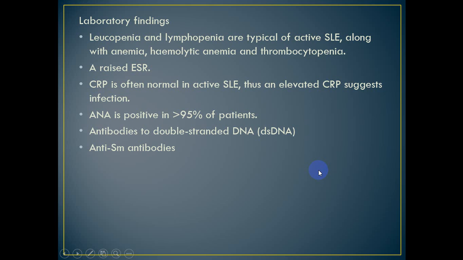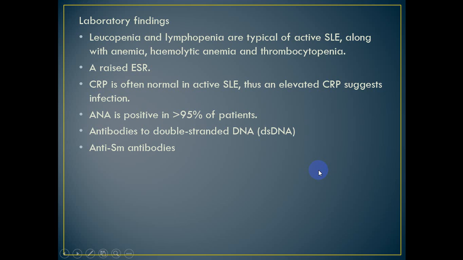Finally, autoimmune screening or antibody profile. The majority of patients, more than 95%, will have anti-nuclear antibody positive, which is the most sensitive antibody, but is not so specific for SLE because many diseases can cause positive anti-nuclear antibody. So it is the most sensitive, but not the most specific.